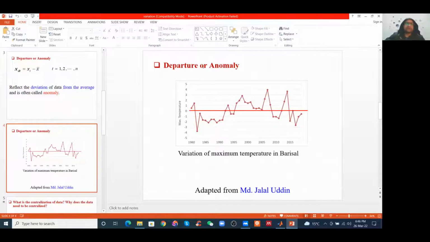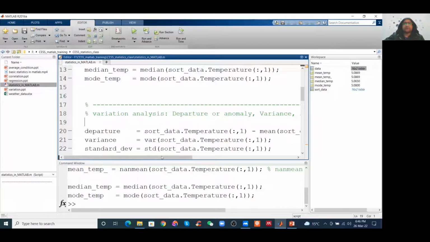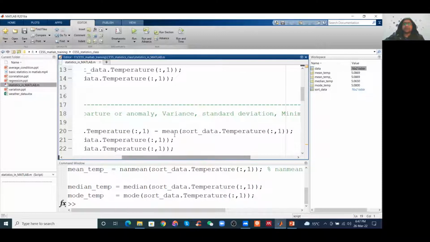So why use the departure or anomaly? Why centralize the data? The reason is we want to remove the seasonal or annual variation effects. If you want to remove the seasonal effects or annual variation, then we can use anomaly or departure, like we centralize our time series data. So this is the advantage of using departure or anomaly. Okay, so we just subtract the mean value, isn't it?